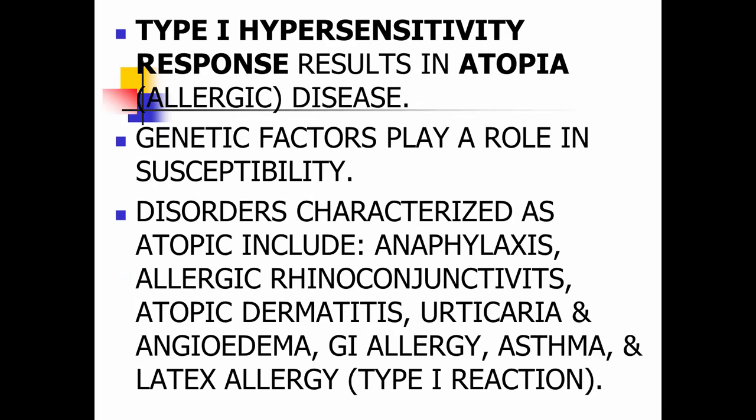So, a type 1 hypersensitivity response results in atopy, or an allergic disease, on 209 in your old book, or 219, and 210 in your new book. There's a genetic predisposition to susceptibility, so somebody in your family already has allergies. That's your mother or your dad, and you got them. Disorders that are characterized by atopy include anaphylaxis, allergic rhinoconjunctivitis, atopic dermatitis, urticaria, and angioedema, GI allergies, asthma, and latex allergy, type 1 reaction. Again, this is an allergy to the protein in the powder.